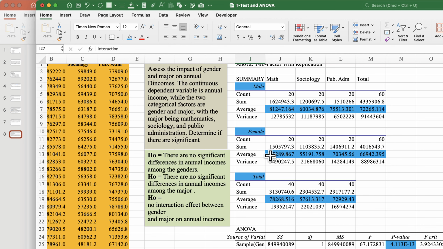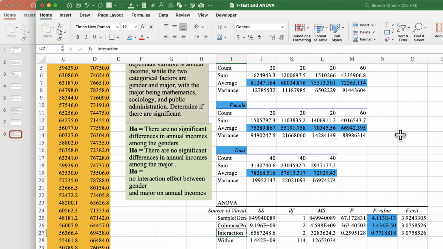So for example, while the average in math is 78,268, the average of females is 75,289. The overall average in sociology is 57,613, but for females it's less, 55,191. The overall average in public administration is 72,929, but for females it's only 70,345. So that's one piece of information which shows that in general females are earning less across all majors.